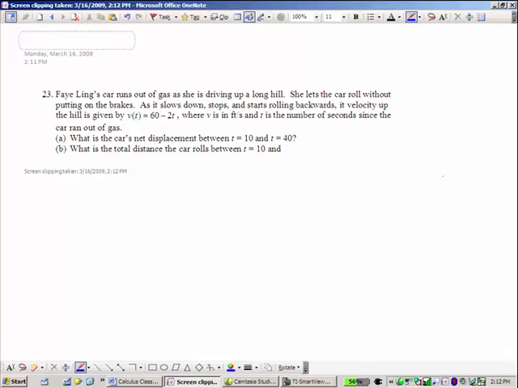All right. So let's look at this from 20 to 40. Just out of curiosity, where does it stop going up and start rolling down? At 30. Yep. How'd you get it? Set it equal to 0, and then you solve. When is the velocity 0? When t equals 30. So 30 is when it stops rolling up and starts rolling backward. So it wants the displacement between 10 and 40.